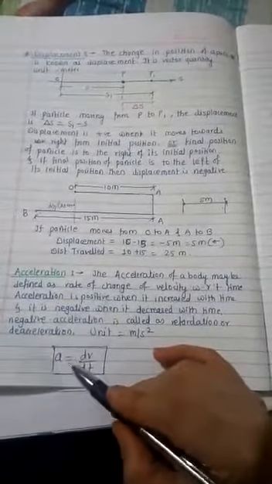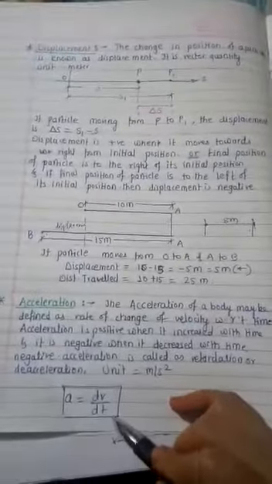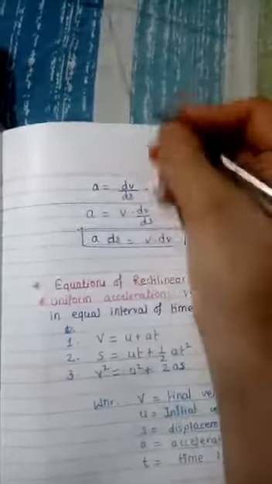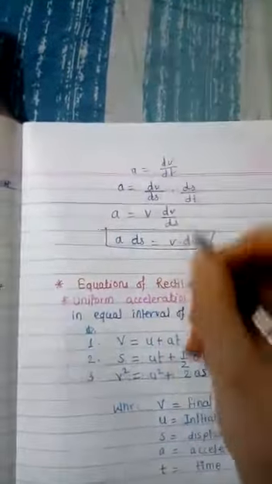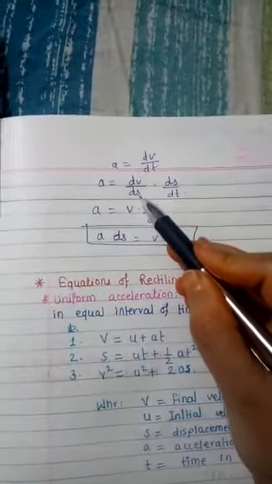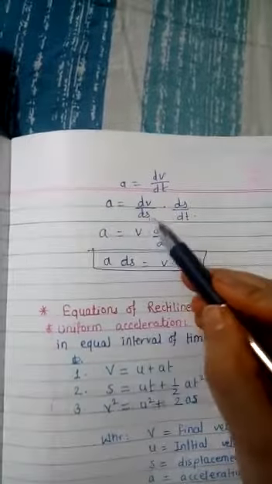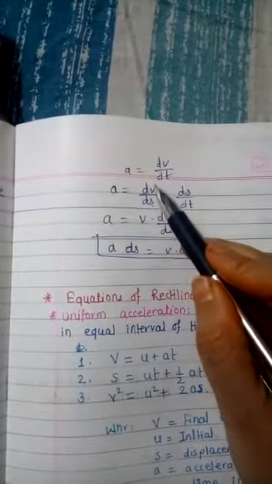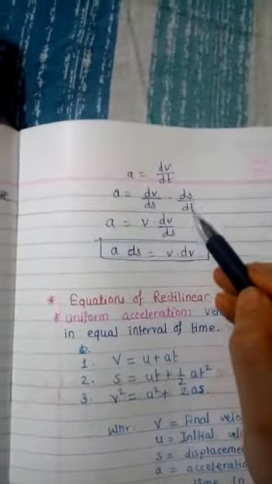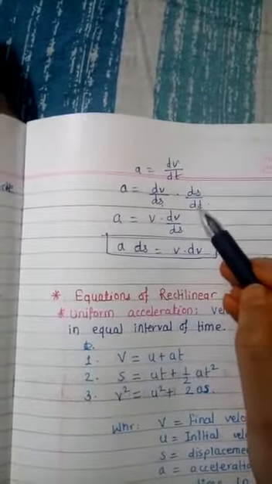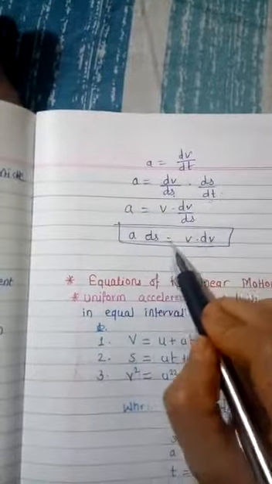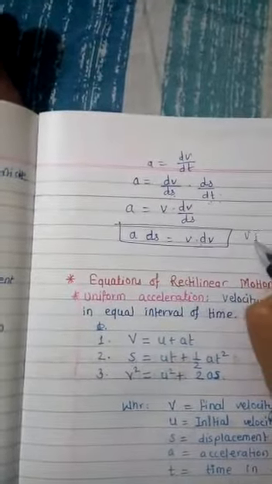As you know, acceleration is the rate of change of velocity with respect to time, so a is dv by dt. Here we can derive one more relation between acceleration, distance and velocity. A is dv by dt. You can multiply and divide by ds, so dv by ds into ds by dt. Now ds by dt is the rate of change of displacement with respect to time, which is velocity. So a is equal to v into dv by ds, that is, a ds is equal to v dv. This is one of the most important relations.